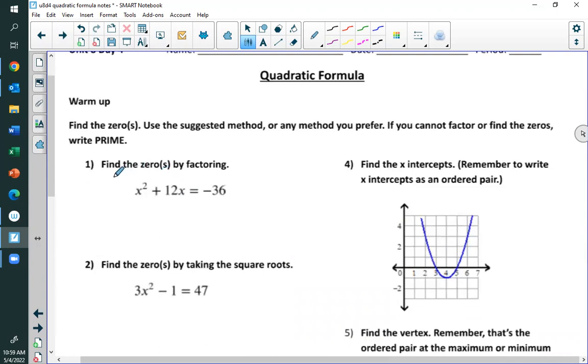Let's see. I gave suggestions on which method to use to find your zeros. That's what does X equal when the whole thing equals 0, right? I gave you suggestions, but I don't really care which method you use. So if you like something better, go for it. Set your whole equation equal to 0 and then figure out what X would be. For me, factoring, I'm going to say X squared plus 12X plus 36 equals 0. And factoring means I'm looking for two binomials that multiply, right?